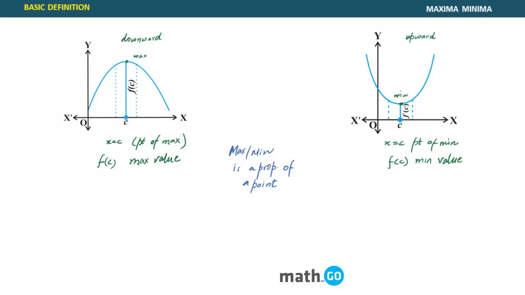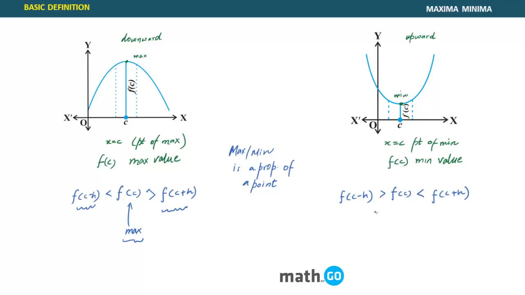So if I want to check whether x equal to c is a point of maxima or not, then f(c) should be greater than its neighborhood. Neighborhood means just the left value, c minus h, and just the right value, c plus h. So f(c) should be greater than both the left side value and the right side value, then this will be the maximum value. For the minimum, f(c) should be smaller than both the left hand side value and the right hand side value. So just compare it with the definitions of increasing and decreasing, which are completely reversed.